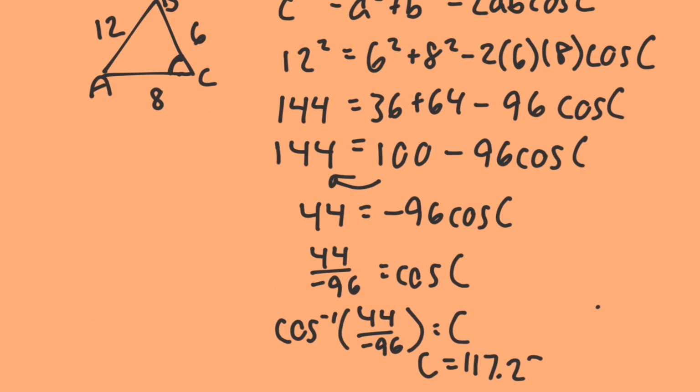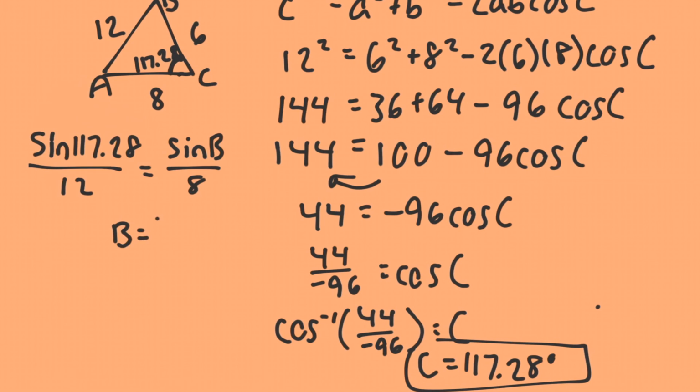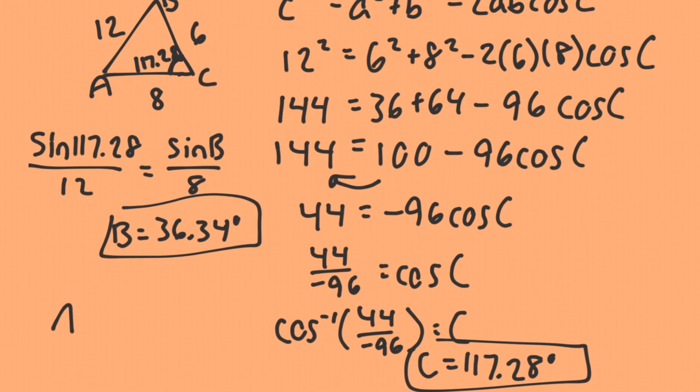And you get 117.28. And then you can finish this problem doing the law of sines. If you solved for angle B first, you end up getting 36.34 degrees. And then you can subtract both of those from 180 and get 26.38 degrees.